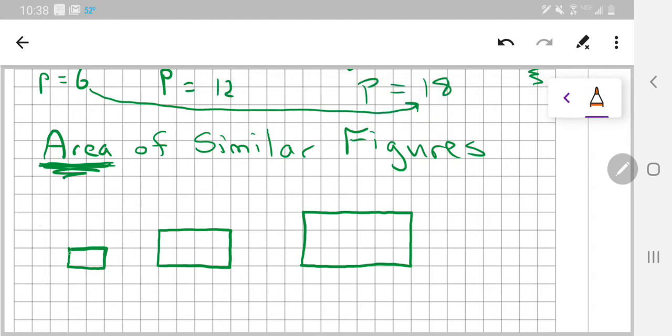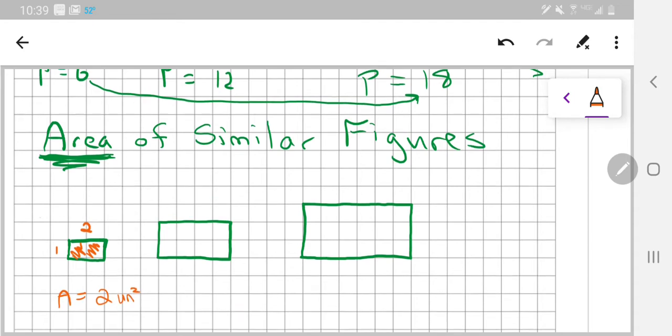Okay, so this has an area of how many square units? We have 1 square unit, 2 square units, or we could just do 1 times 2, which gives us 2. 2 units squared, or square units.